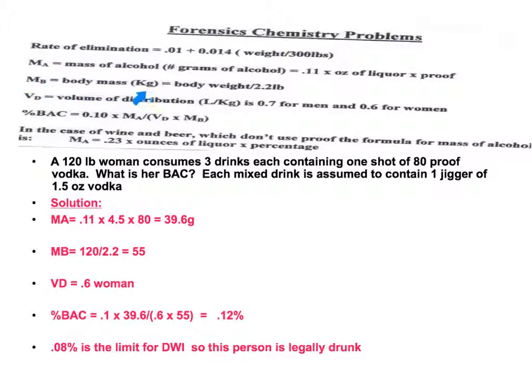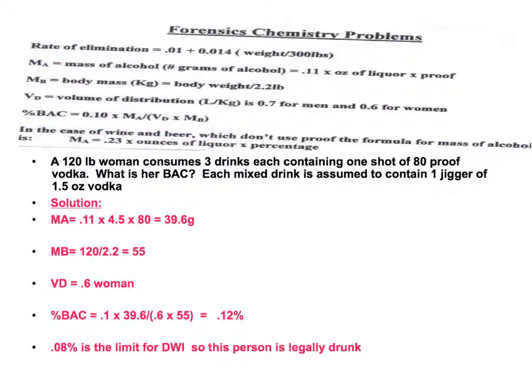Next, we must calculate the body mass of the individual in kilograms. Now remember that since we're in the United States, we typically express body mass as pounds, so we will take our body weight and divide it by 2.2 pounds. Our woman is said to be 120 pounds, so we will take 120, divide it by 2.2, and we will get 55 kilograms for the body mass. Volume of distribution varies between men and women. We have a woman, so we will use 0.6 as our standard for women.